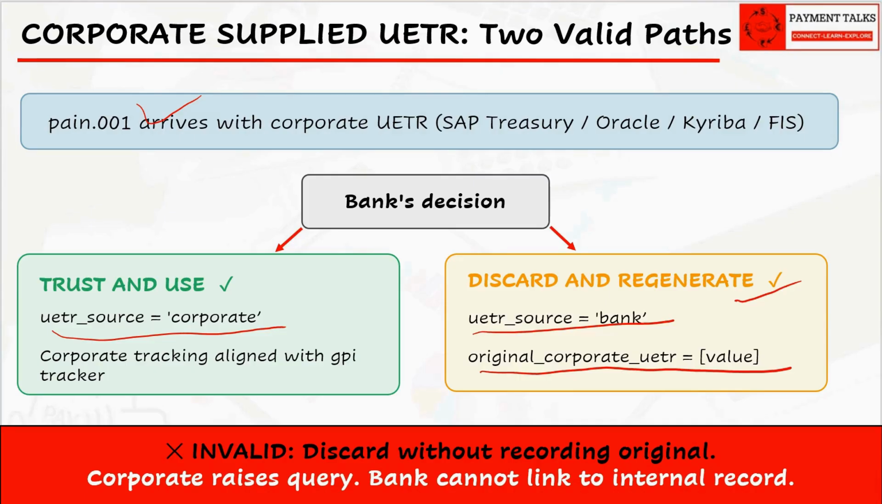The corporate treasury team may subsequently raise a payment query referencing their UTR value. If the bank has no record of that original value, it cannot link the query to the internal payment record. Trust and discard are both valid strategies. Discard without trace is not.